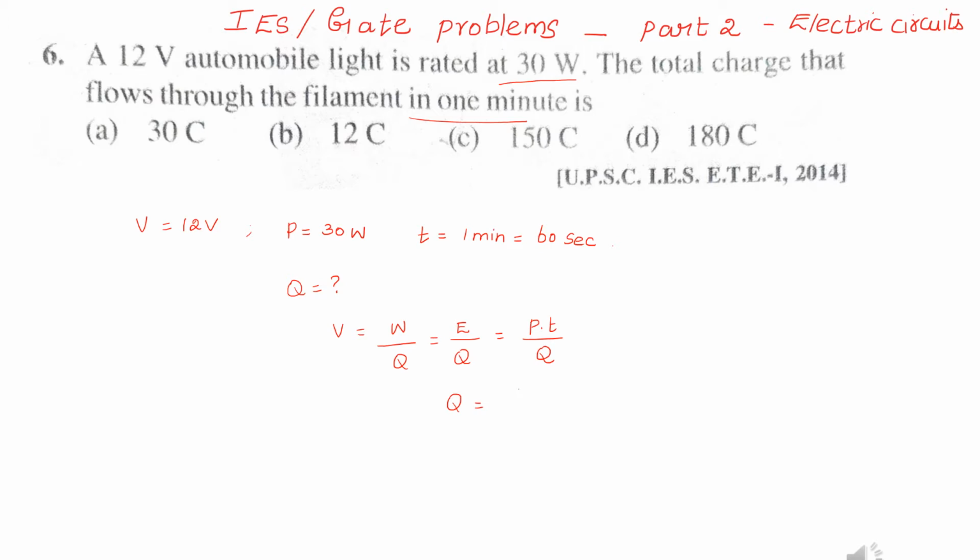Q is P into T divided by V. The power is given, power is 30, time is also given, 60, divided by 12. So 12 5s are 60, that is 150 coulomb. This is the answer for this problem.